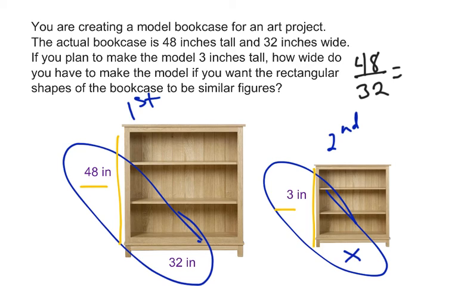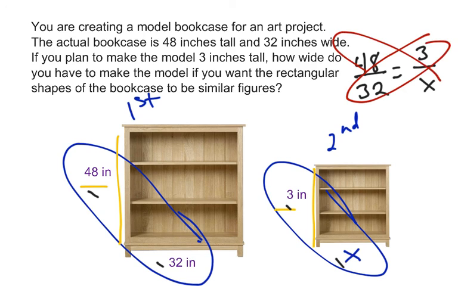equals, and it can't be X over 3. Remember, you have to set up the proportions in the same order. So we have 48 over 32, and that gives us 3 over X. Again, 3 and 48 correspond, so we line them up. Now you have basically the same problem. It's just in a different order.